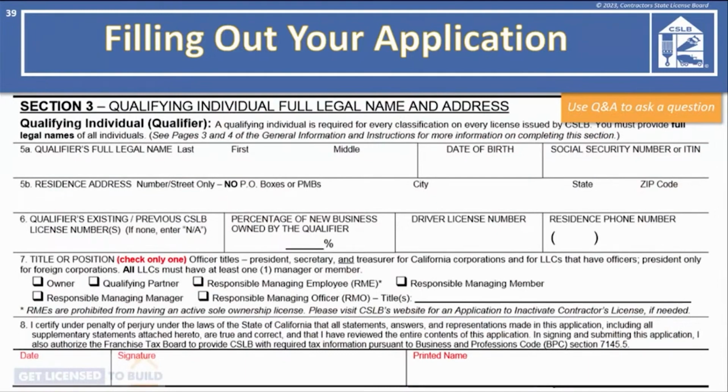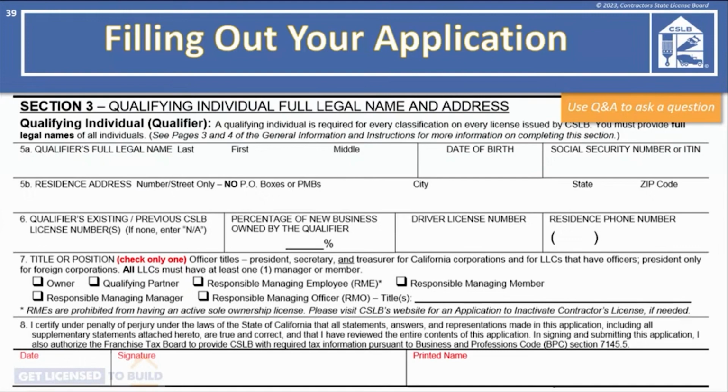Parts of the application. Section 3, qualifying individual full legal name and address. In Section 3, you will list the qualifier's information. Remember, the qualifier is the person that meets the experience requirements and will be responsible for the direct supervision and control of construction operations. The qualifier will be the person taking the exams. On line 6, you will list the previous or current license numbers you've held. You will also need to list the percentage of the new business owned by the qualifier.